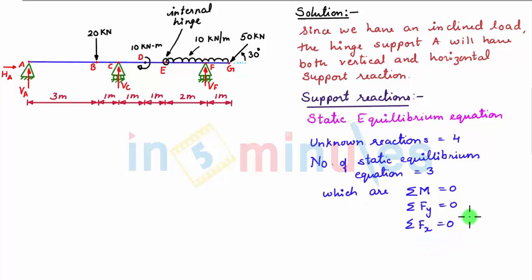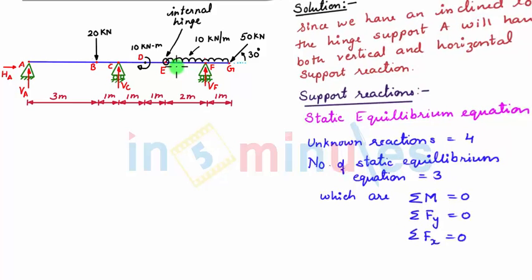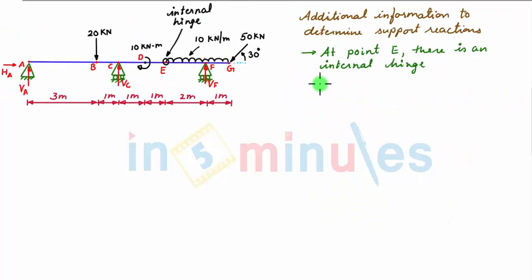So to determine our fourth unknown, there is additional information given: at point E we have an internal hinge, and we know that the bending moment at an internal hinge is 0. That is, we can write the bending moment at point E is equal to 0. So this will provide another equation with the help of which we can find our fourth unknown. So now let's find all the support reactions.